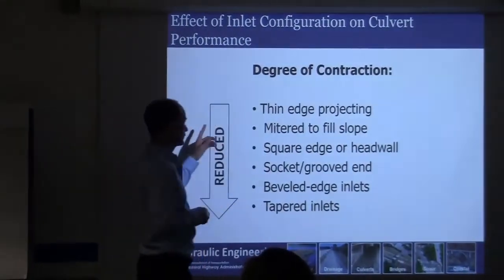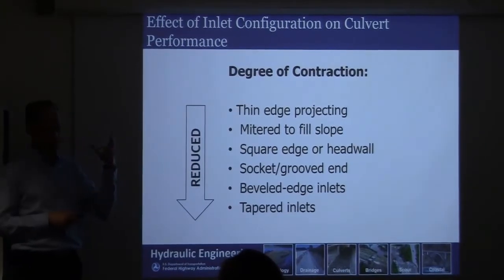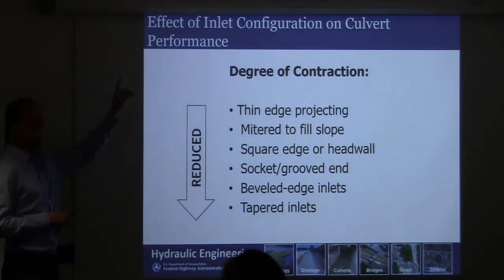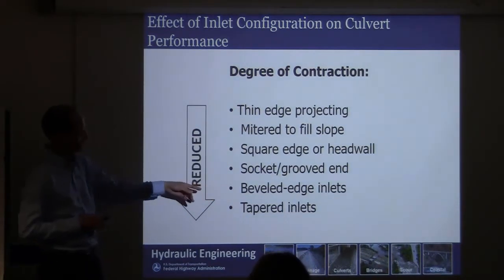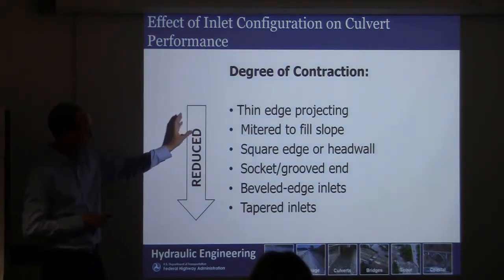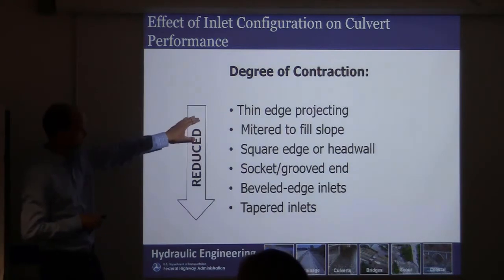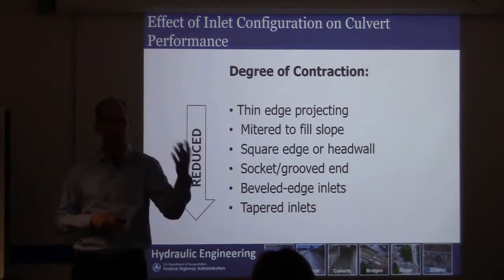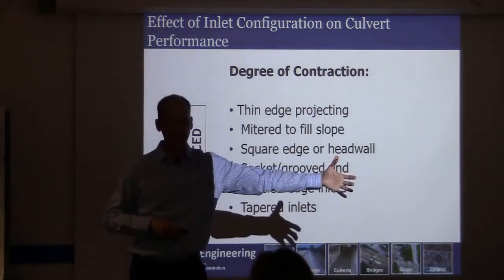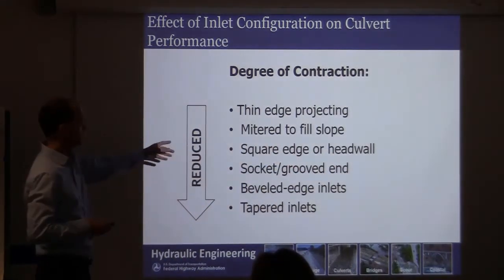All right, so degree of contraction. We're going to consider real briefly inlet configurations. And again, we're looking at inlet control conditions. We have these different types, and I think I have pictures of most of these. We cover this in a lot more detail in the course reports. You have thin edge projecting, so if you have a corrugated metal pipe sticking out of your embankment, that's a thin edge projecting condition.